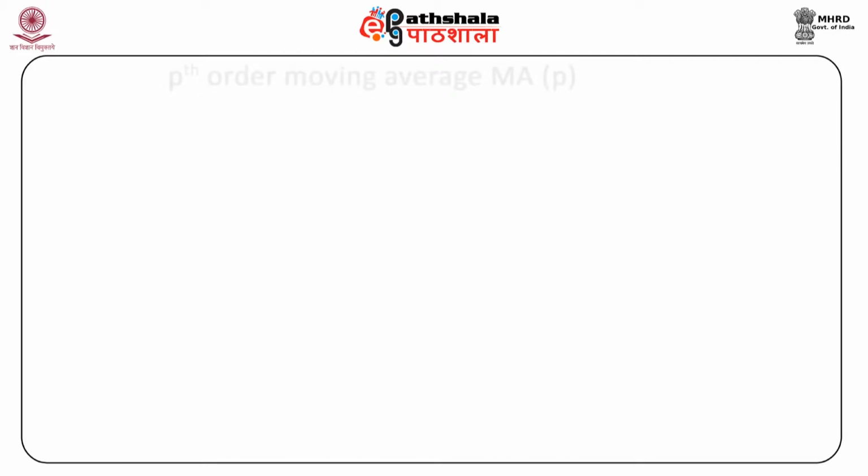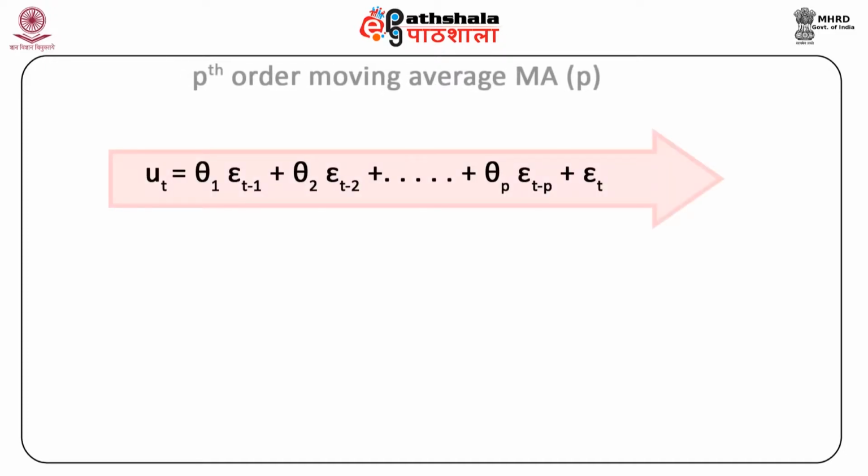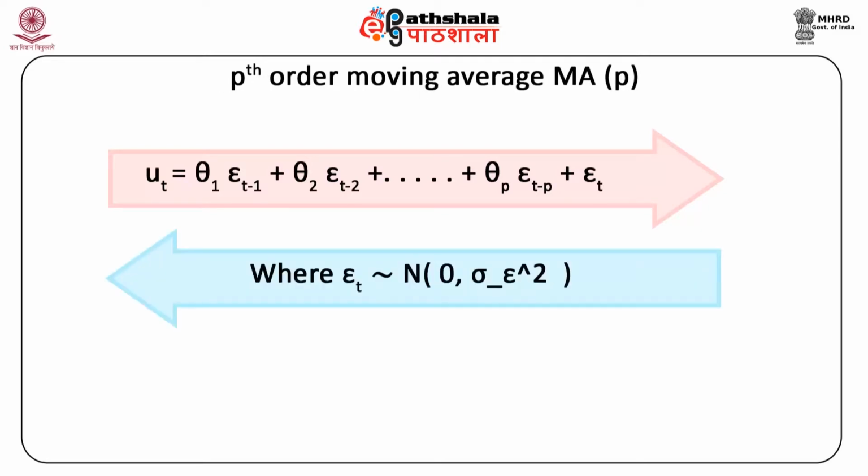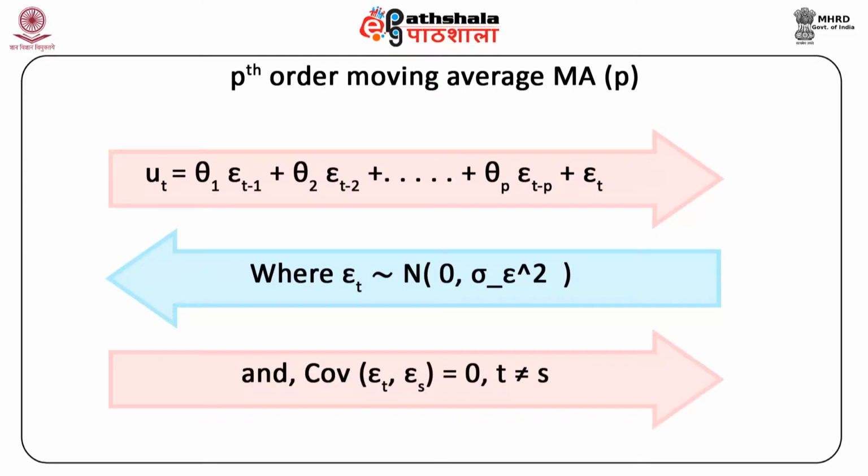In general, the pth order moving average MA(p) scheme is given by ut equal to theta 1 epsilon t minus 1 plus theta 2 epsilon t minus 2 plus so on till theta p epsilon t minus p plus epsilon t, where epsilon t as usual is distributed normally with mean 0 and variance sigma square epsilon, and covariance between epsilon t and epsilon s is equal to 0 where t is not equal to s.